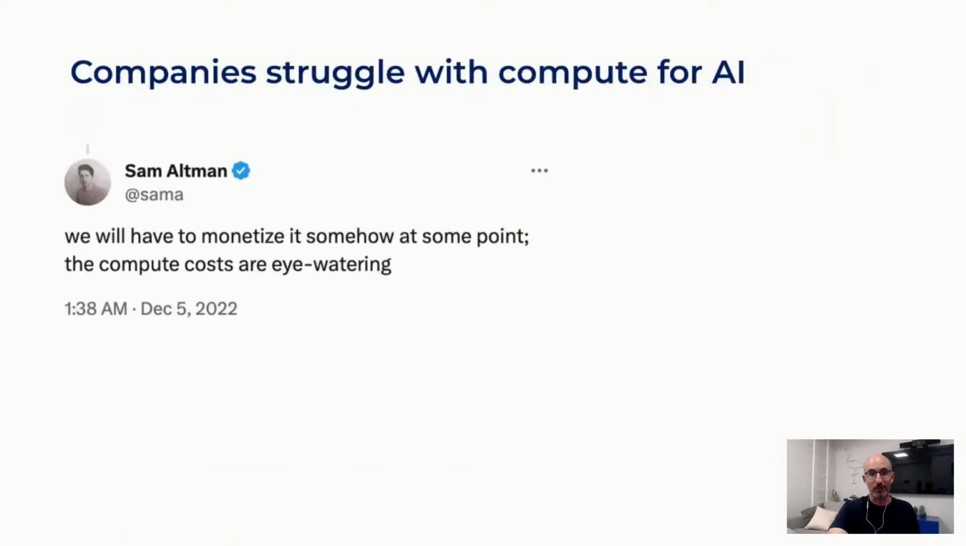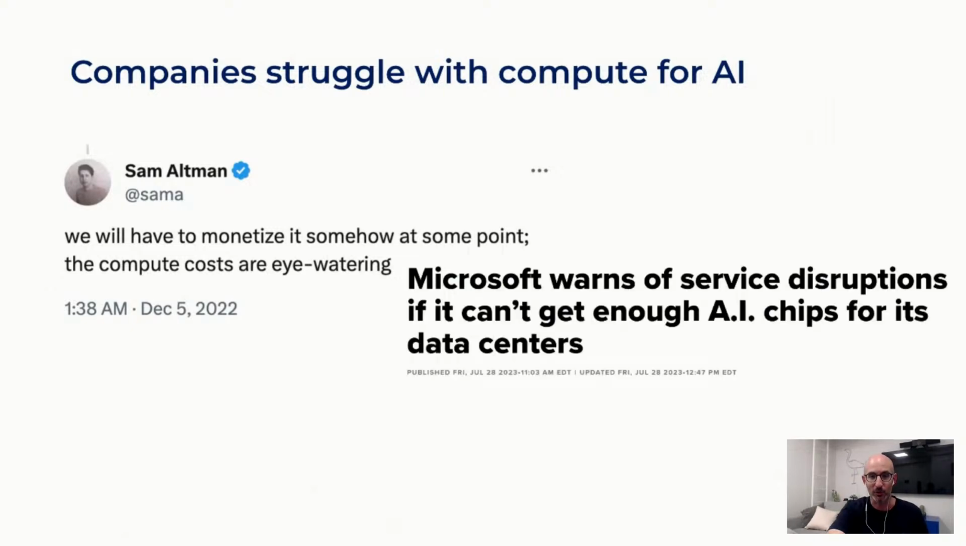And what we see now is that companies struggle with compute for AI. Sam Altman had this amazing, very famous tweet, speaking about the compute costs being eye-watering. It was a few weeks after they launched ChatGPT. Microsoft warned investors in their previous earnings call that they might not reach their goals because they won't have enough AI chips, GPUs, to provide for the needs of OpenAI and GitHub Copilot.